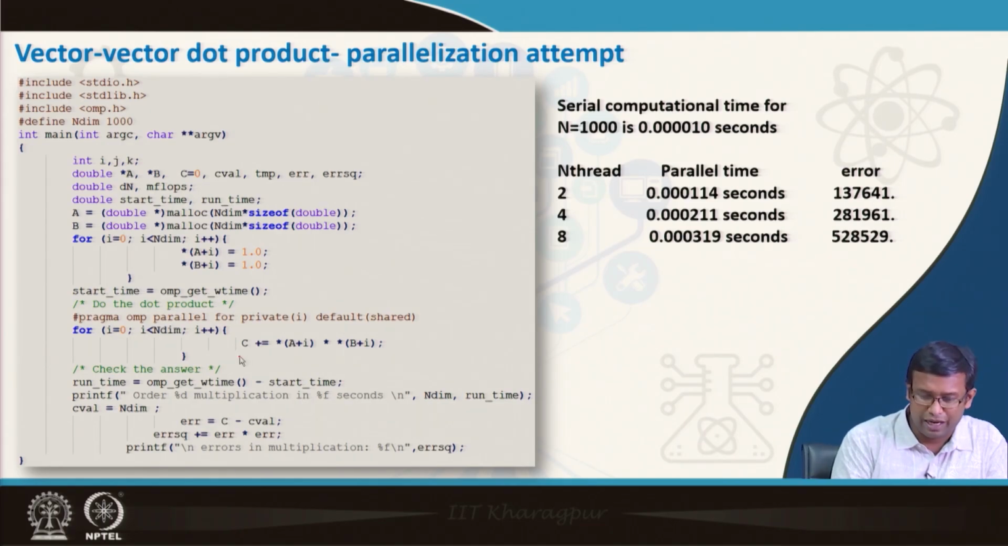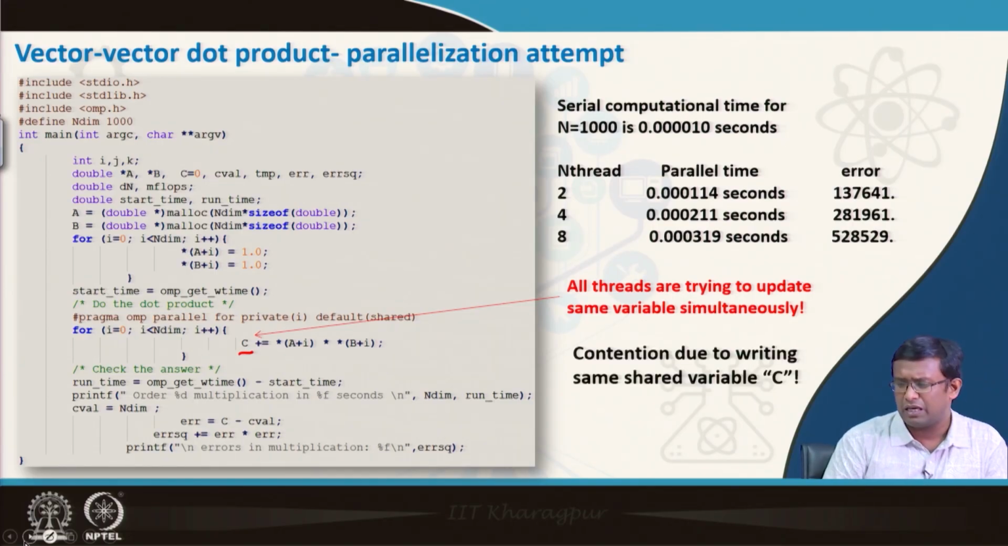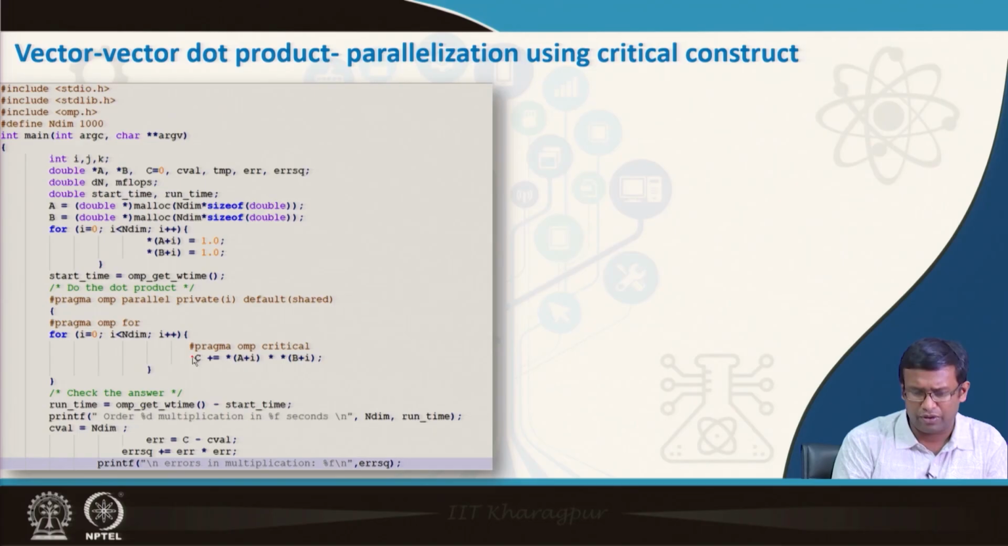Well, we try to update the variable c by all the threads concurrently. It is the same variable location where all the threads are trying to write. All threads are trying to update the same variable simultaneously, therefore contention due to writing the same shared variable c happened, and it ended up writing garbage values. Well, what can we do? We will not try to update it simultaneously, we will put a critical construct here. That's exactly what we have done here.